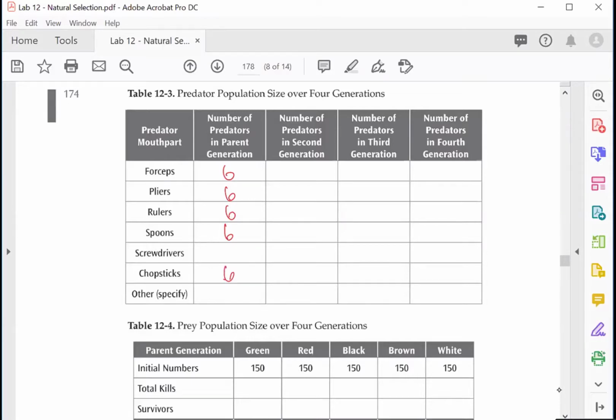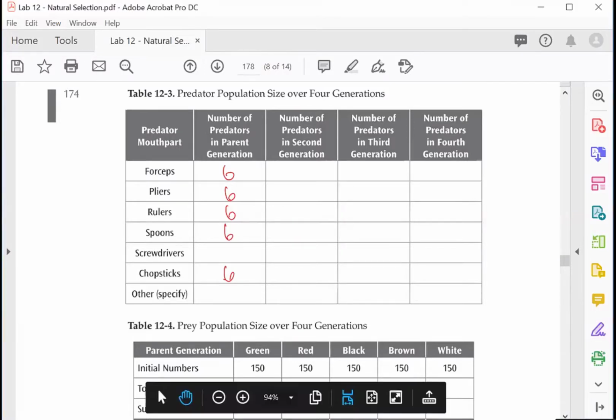And based on the total number of kills, the groups that were more successful at killing or harvesting more beans, those were the groups that increased in number. And the groups that were less successful actually decreased in size. So that was our initial numbers for our parent generation, our first generation. After that first round, I'll give you the numbers. I just paused. So here we go.